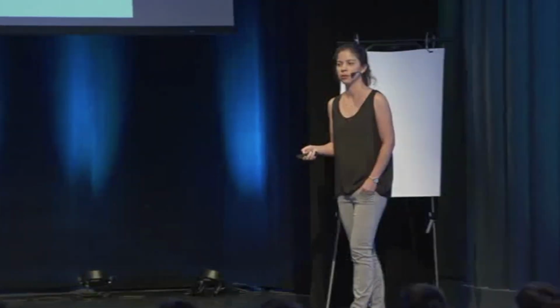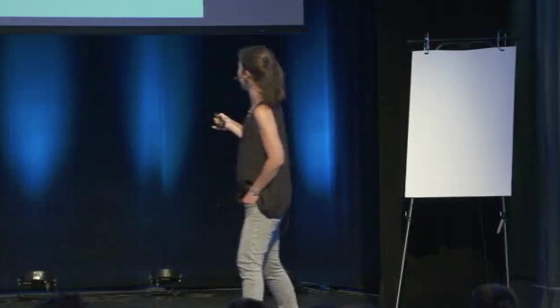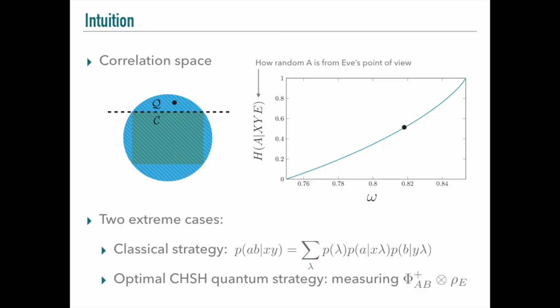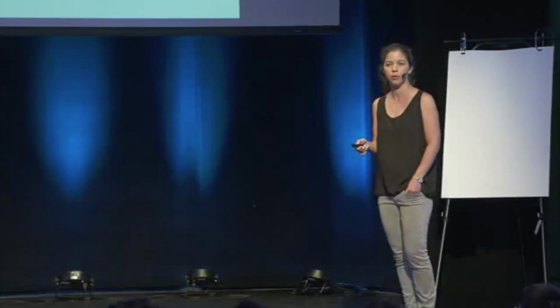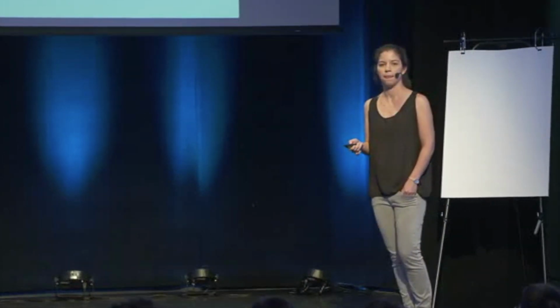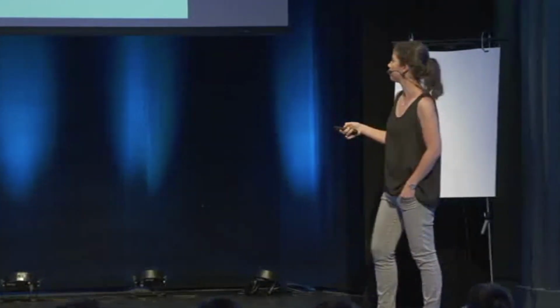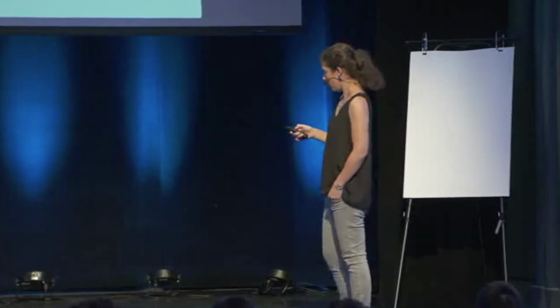Questions so far? Yes, thank you. Omega is the winning probability in the CHSH game of this strategy. So for the classical strategy, omega will be this 75%, and for the quantum one, it will be approximately 85%. So I'm always using omega for the winning probability of a specific strategy.